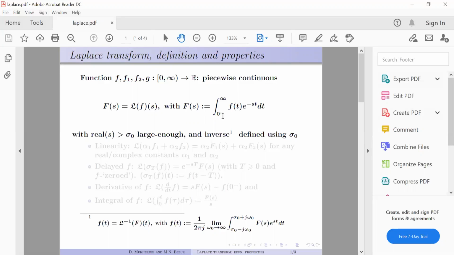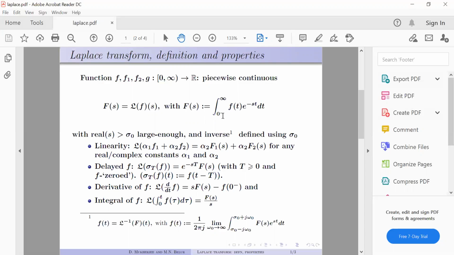Anyway, I'm assuming that you are familiar with these definitions and properties of Laplace transforms. If you've forgotten, I'd encourage you to go through these properties. I believe you've undergone a course very recently in which you've come across Laplace transforms.